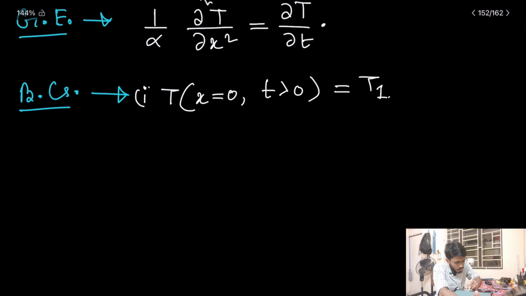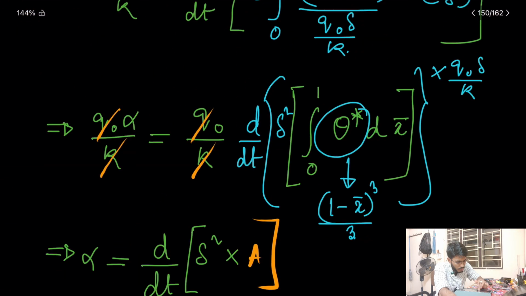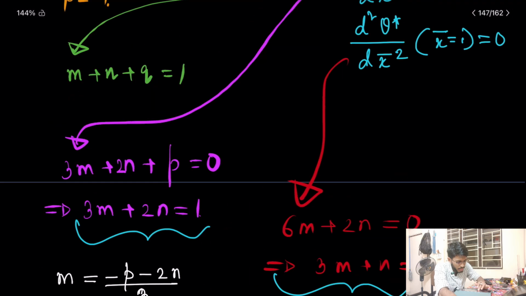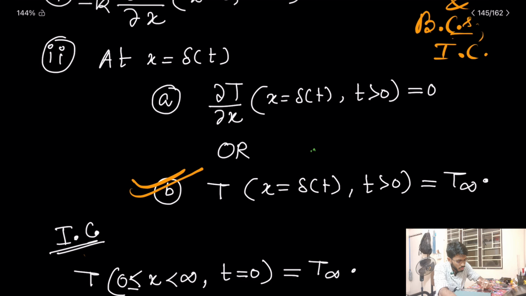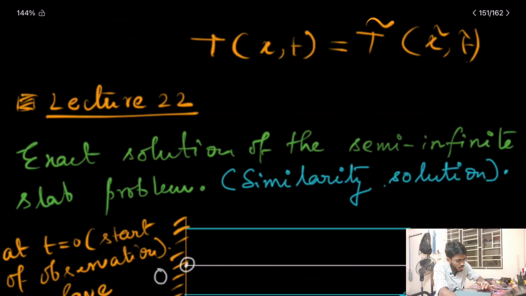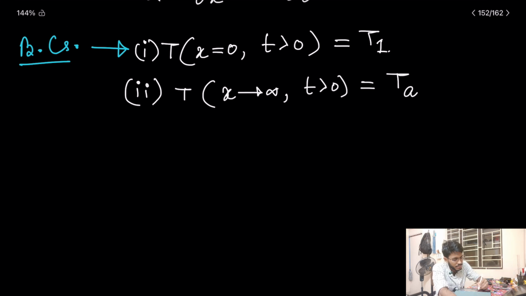What else? This was the first boundary condition. The second boundary condition is T at x tends to infinity, at any time t greater than 0, is equal to T ambient. Not T infinity, maybe T ambient. What did I take in the previous lecture as ambient temperature? Was it T infinity or T A? Just let me see, to maintain the continuity, it was T infinity. It should be T infinity.